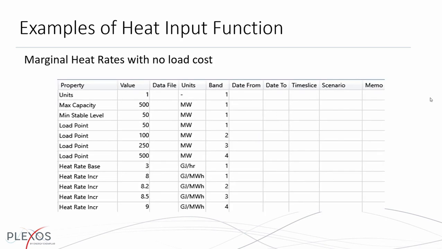And finally, if we are modeling using the marginal heat rate with no-load cost, we need to specify a heat rate base and increment for each load point. In this case, we use different bands in PLEXOS. So load point of 50 megawatt resides on band 1, and on the same band we have heat rate base of 3 gigajoule per hour and heat rate increment 8 gigajoule per megawatt hour. The load point 100 megawatt resides on band 2, and that corresponds to the heat rate increment 8.2 gigajoule per megawatt hour, and same for 3 and 4.